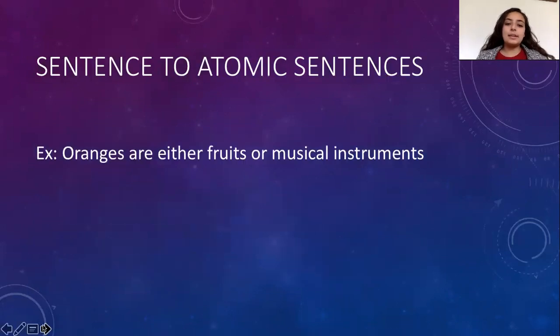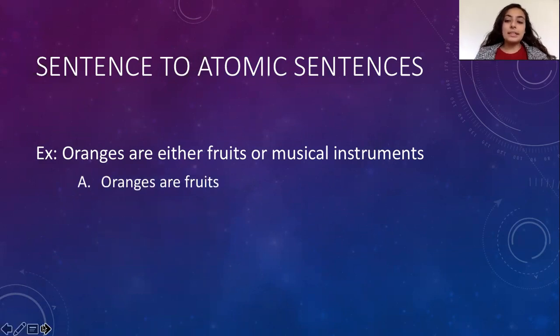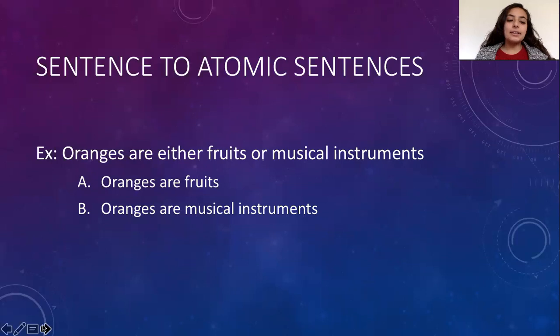So take a look at the example from last video. Oranges are either fruits or musical instruments. So this is a complete sentence, but within it, there are actually two atomic sentences. So the first one, we can assign the letter A to it and say oranges are fruit. The second atomic sentence is oranges are musical instruments, and we can assign the letter B to that one.